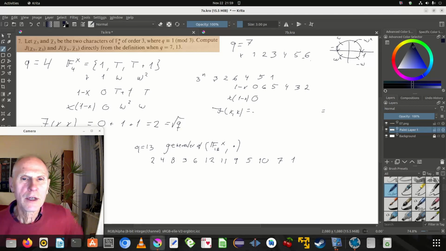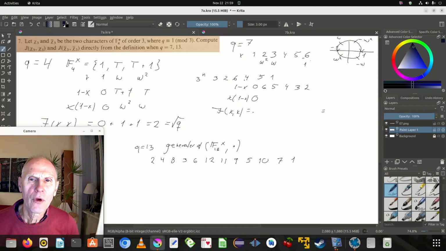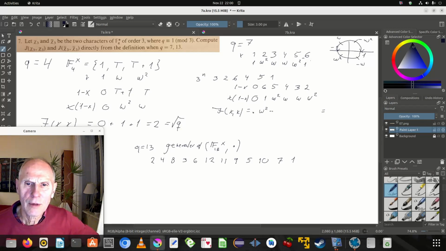Now, our generator is 3, so that maps to omega. 2 to omega squared, 6 to unity, 4 to omega, 5 to omega squared, and 1 to unity. 6 to unity, 5 to omega squared, omega, omega, omega squared. So, omega squared plus 1, that's not so good that I did that really. Plus 1 plus omega squared plus 1 plus omega squared. So it's 2 plus 3 omega squared.